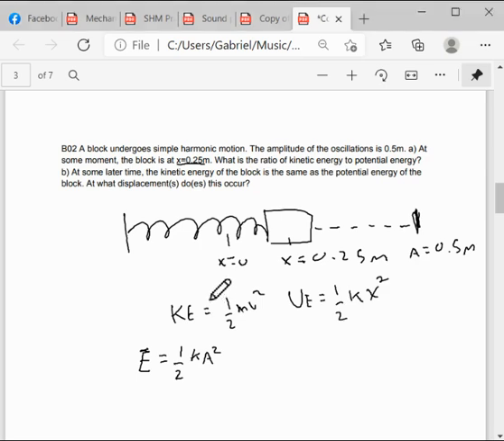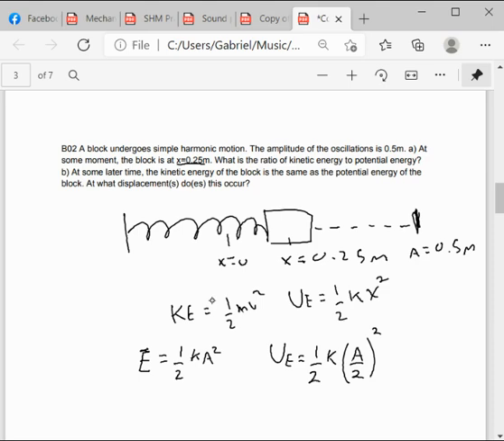What we can notice though is that the kinetic energy, at this particular position, x is equal to 0.25, but that's half the amplitude, right? So we can write this position as being at half the amplitude, because the amplitude's half a meter, and I wanted a quarter meter.